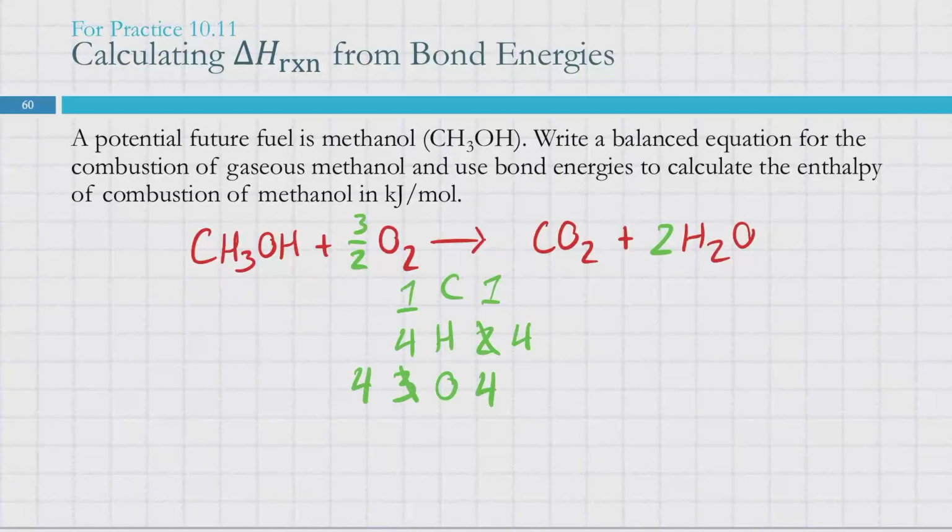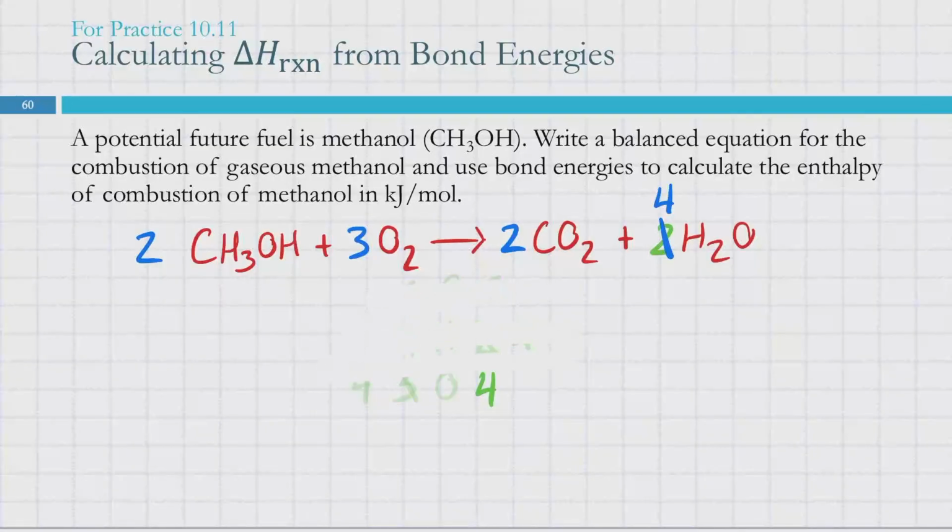This balances it out. And then we have to get rid of our fractional coefficient, and so we multiply everything by 2. So 2, 3, 2, 4. Since we multiply everything by the same number, it stays balanced, but we get rid of that fraction. So that's what we end up with for our balanced reaction.